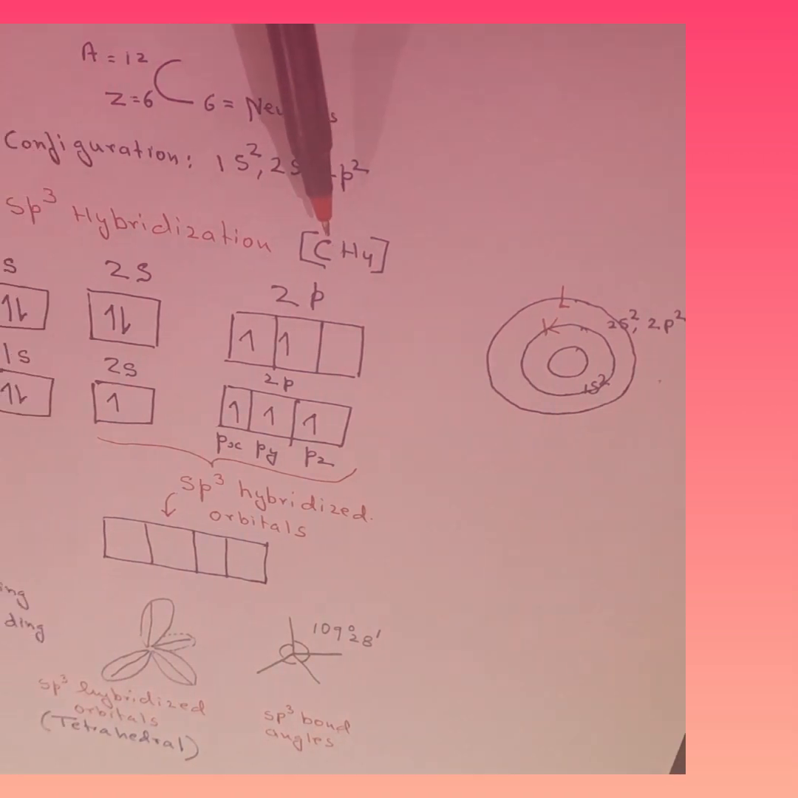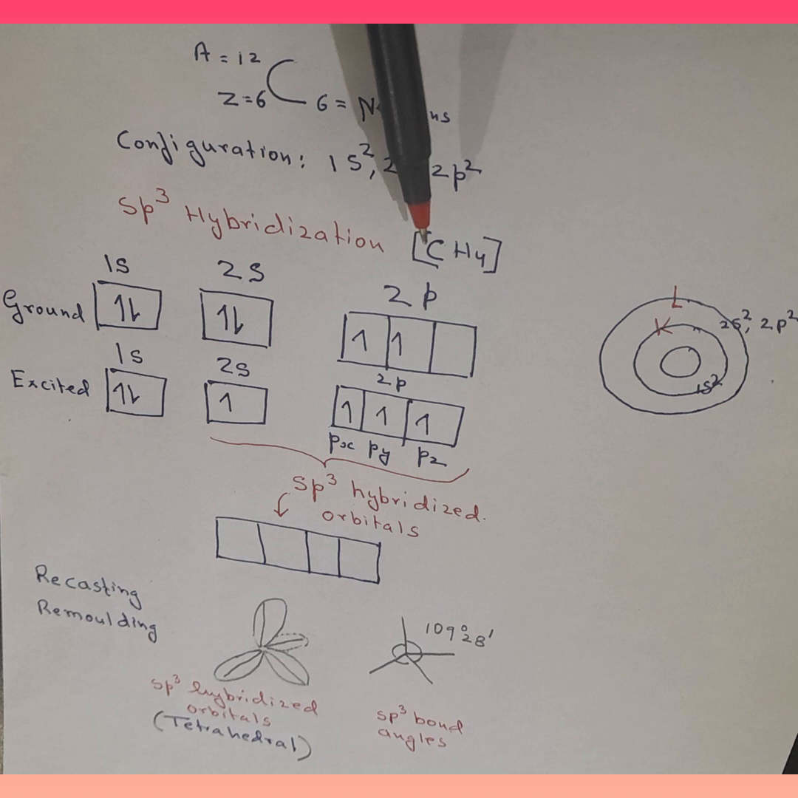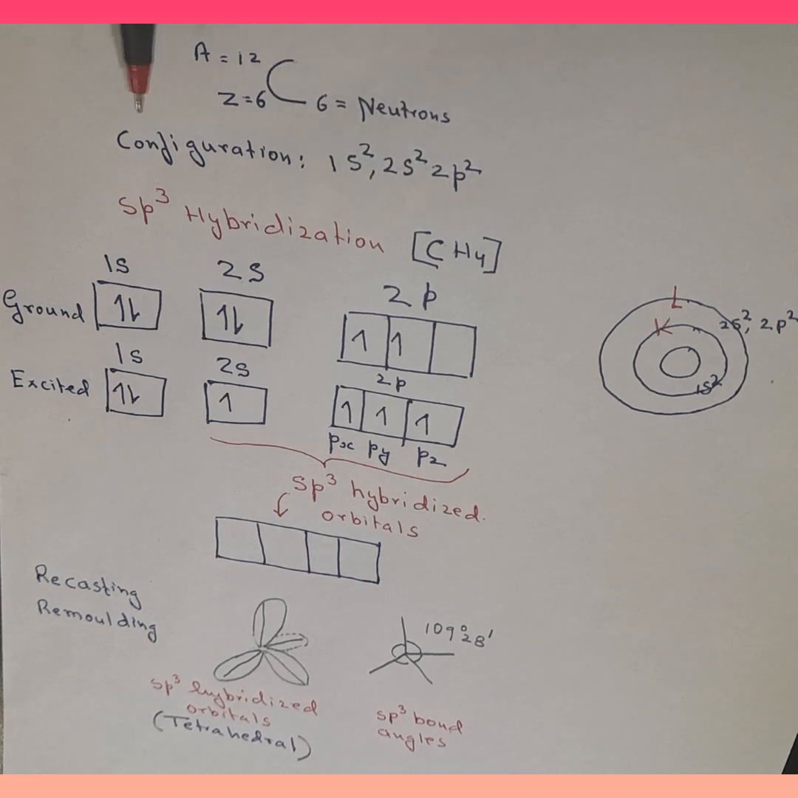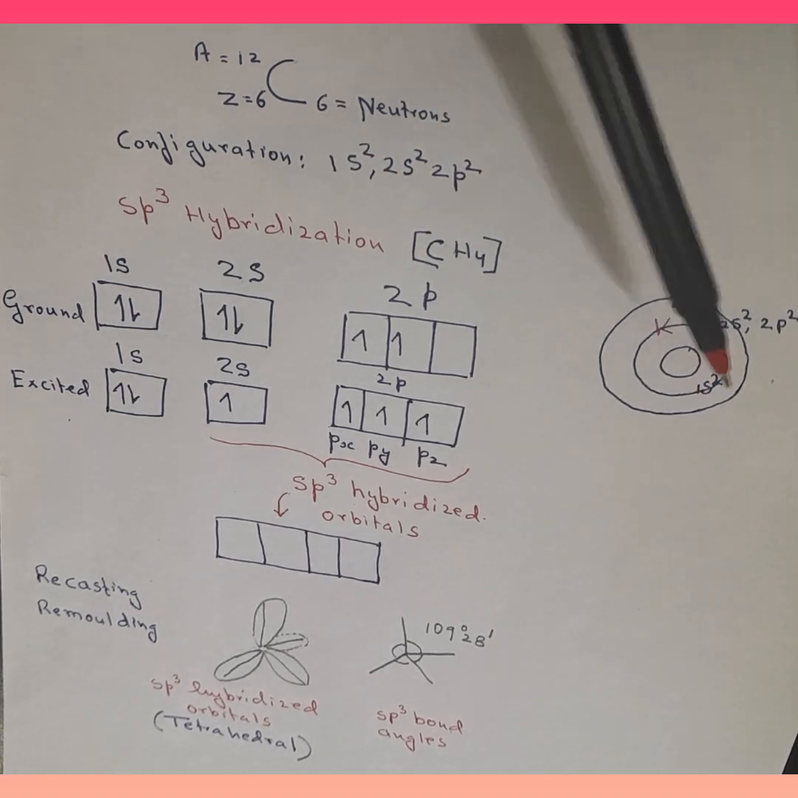Let's understand sp3 hybridization with the help of methane as our example, CH4. So we need to understand a bit about carbon. The configuration of carbon is 1s2, 2s2, 2p2. This 1 corresponds to the orbit number and this 2 also corresponds to the orbit number, that is the principal quantum number n. Now in the first orbit it has got 2 electrons as I have shown here. In the K shell it has got 2 electrons, right?